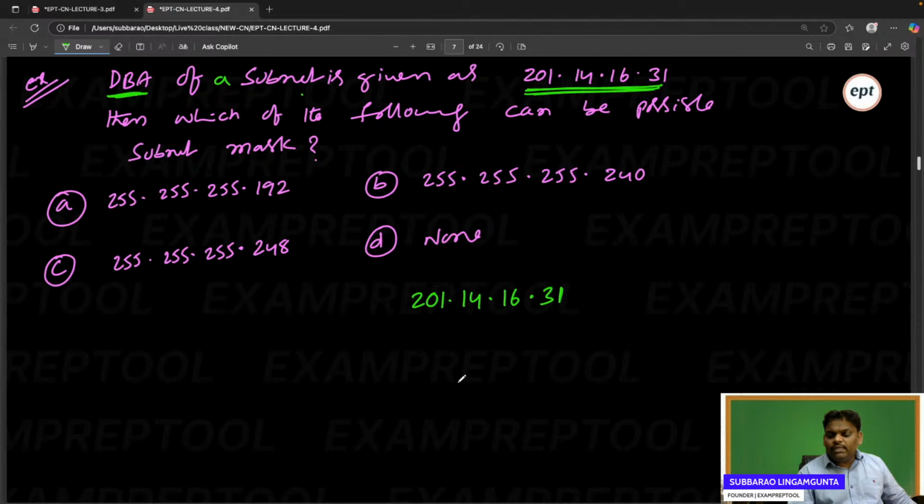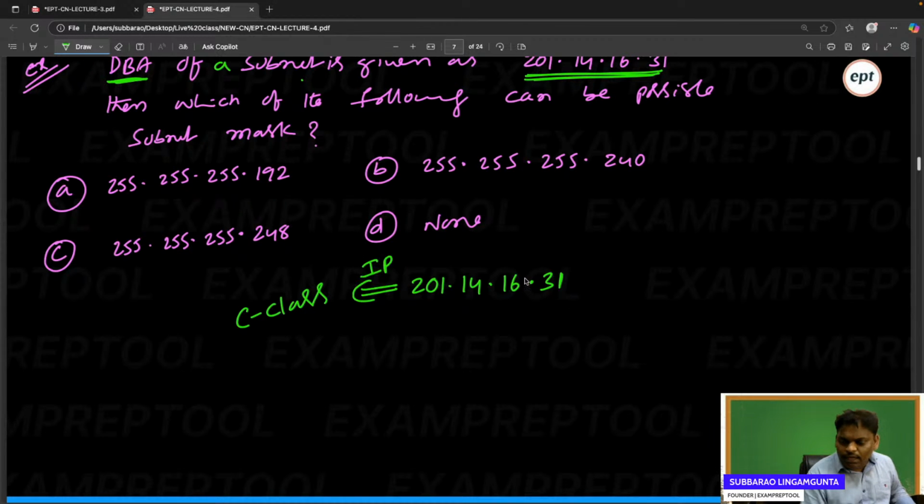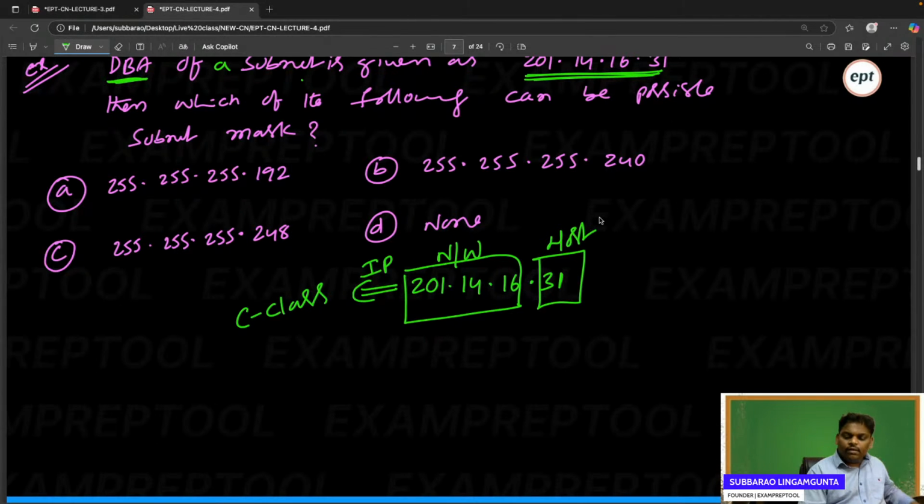And one more thing, by seeing the IP I can say it is class C. Even though it is a DBA, this IP belongs to class C. Class C means network part is 24 bits and host part is 8 bits.